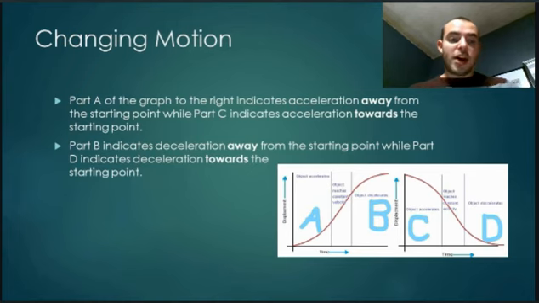So it's slowing down while moving farther away from your distance of 0. While Part D indicates deceleration towards the starting point. The object is slowing down while moving back towards a distance of 0. I understand this might be kind of confusing. It's hard to explain it through video without me being able to show you in class. So if you need further help, please ask in class.